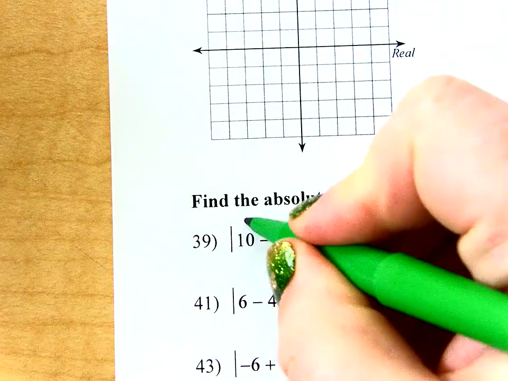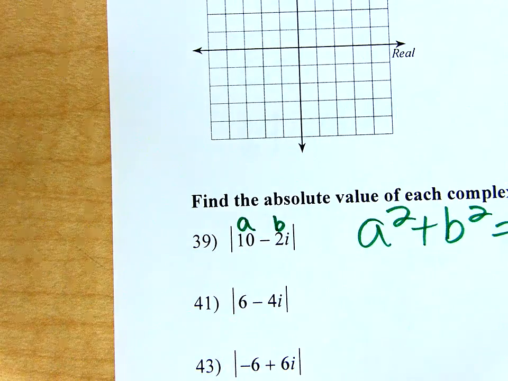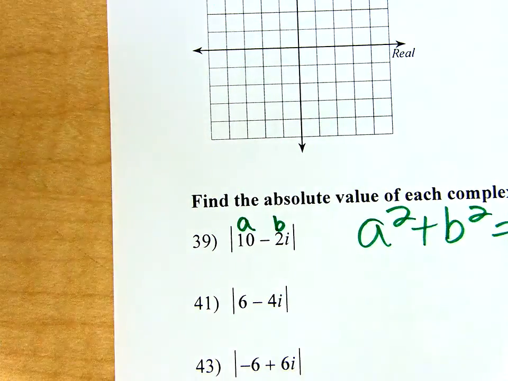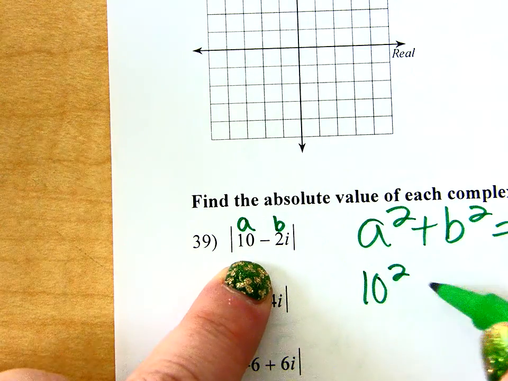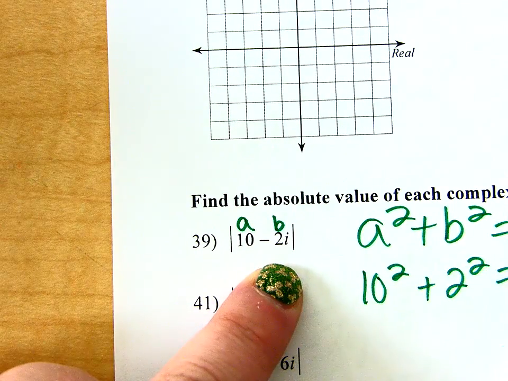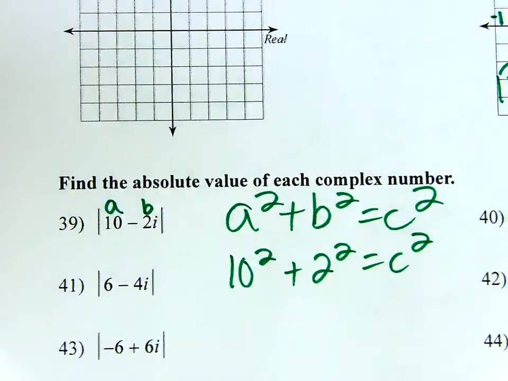That's it. So 10 is a, negative 2 is b, but you can just call it 2 because I'm just squaring the two numbers. So it doesn't matter if I square negative 2 or positive 2. For this one, I would do 10 squared plus 2 squared equals c squared. And then I just solve it, and I'm done.